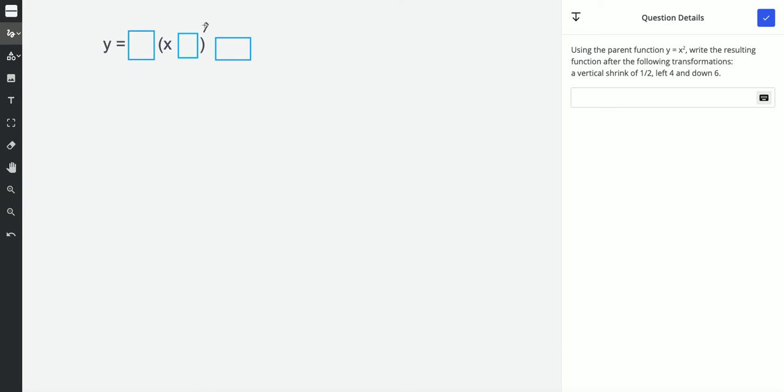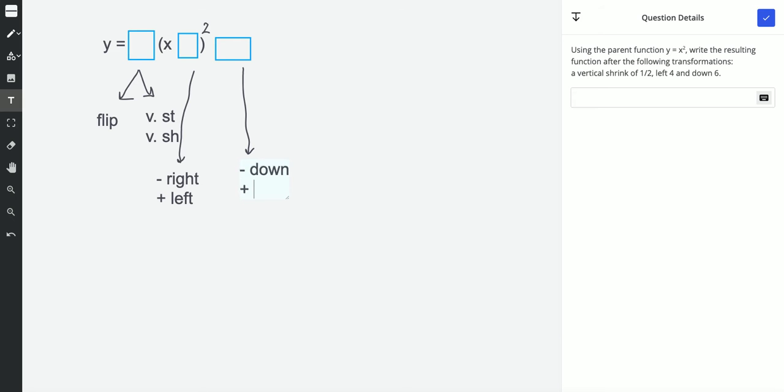All of your equations are going to take that form. Well, remember that A is going to do two things. It could be a flip, maybe, or it could be a vertical stretch or vertical shrink. And then your H versus your K, recall that H is going to be a negative if it's right or positive if it's left. And then the K is going to be a negative if it's down or positive if it's up.